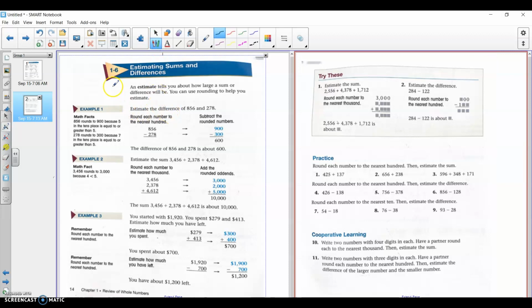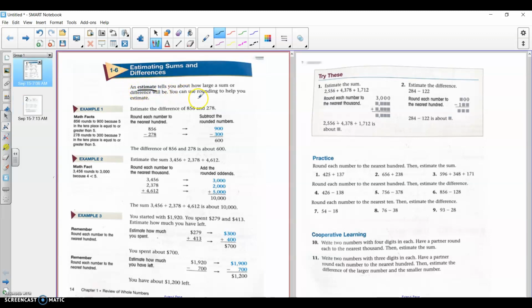Okay, today's lesson is chapter 1, section 6, estimating sums and differences. This is pages 14 and 15 from the textbook. An estimate tells you about how large a sum or difference will be. You can use rounding to help you estimate, so you're going to have to go back to your rounding skills.